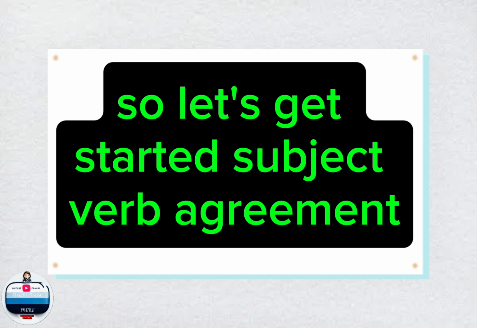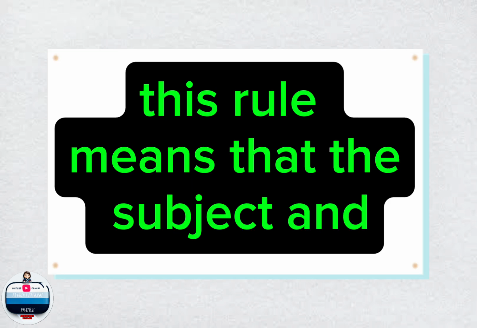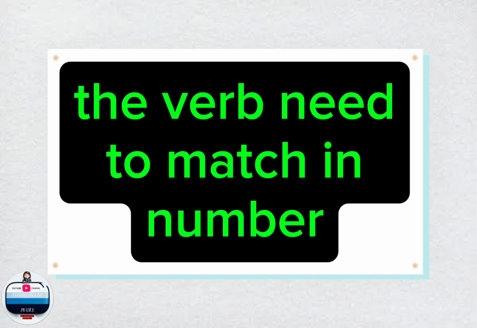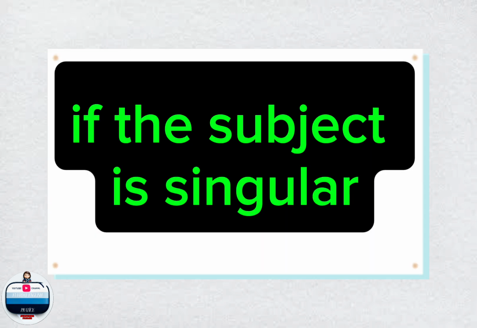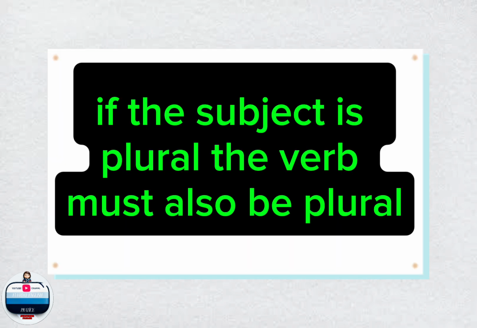Subject-verb agreement. One of the first mistakes English learners make is with subject-verb agreement. This rule means that the subject and the verb need to match in number. If the subject is singular, the verb must also be singular. If the subject is plural, the verb must also be plural.